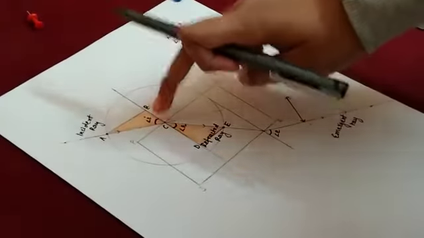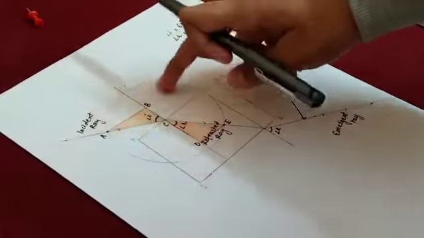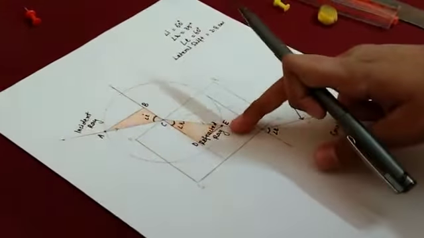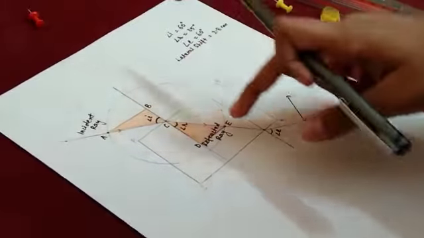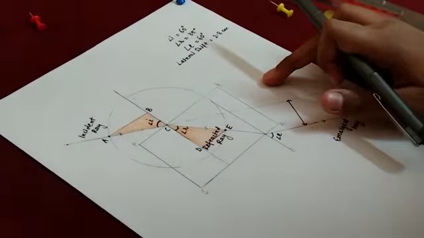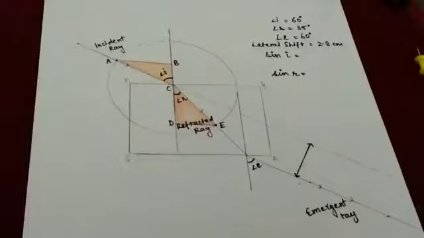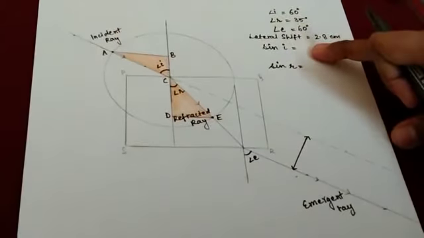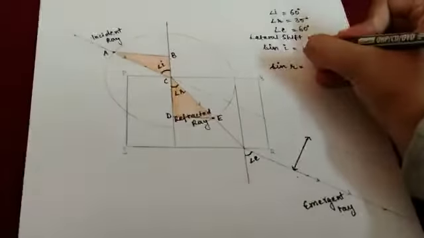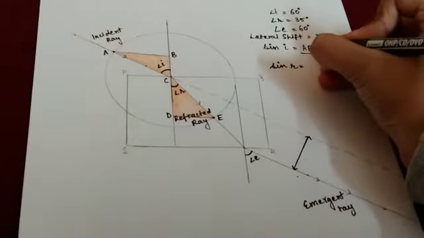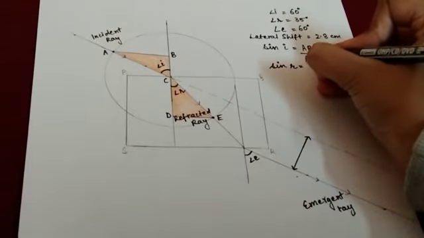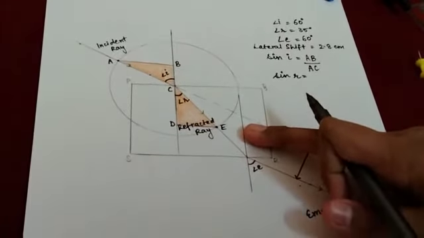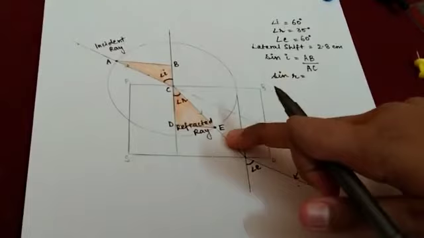I will be finding the value of sine I from right angle triangle ABC and the value of sine R from right angle triangle CDE. And by Snell's law, we know that sine I upon sine R gives us the relative refractive index of this medium. So from triangle ABC, the value of sine I is perpendicular upon hypotenuse, that is AB upon AC, and from triangle CDE, the value of sine R is perpendicular upon hypotenuse, so DE upon CE.